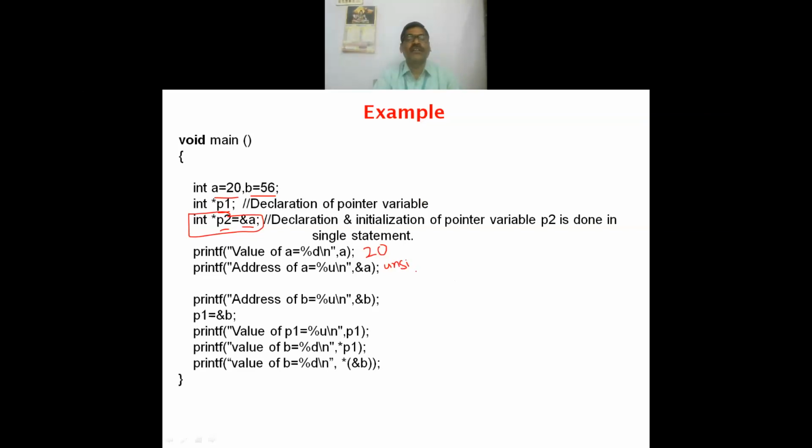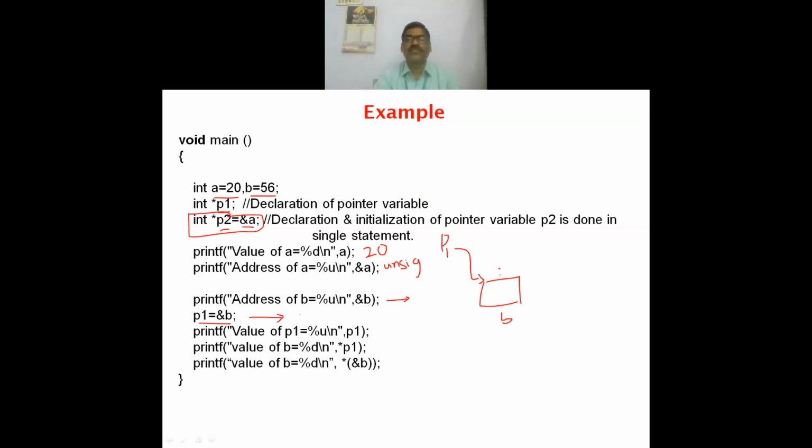Then after that, here we are printing the address of b. The address of b is also an unsigned integer, and it is going to print that. And then p1 is equal to the address of b. That means in pointer p1 we are storing the address of b. That means p1 is pointing to this memory location b. Okay, so this is b, and pointer p1 is pointing to this particular memory location.